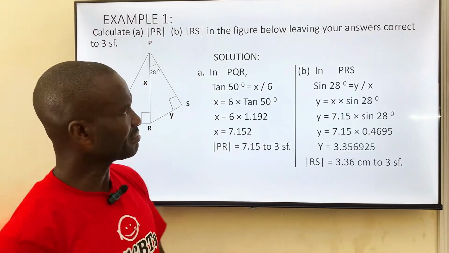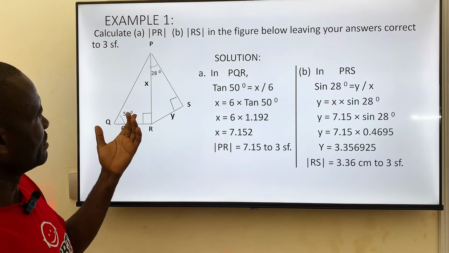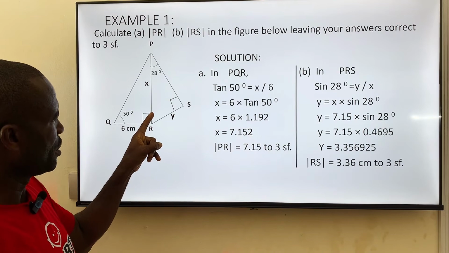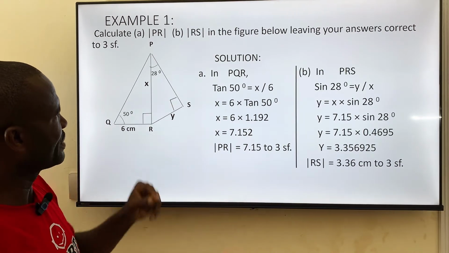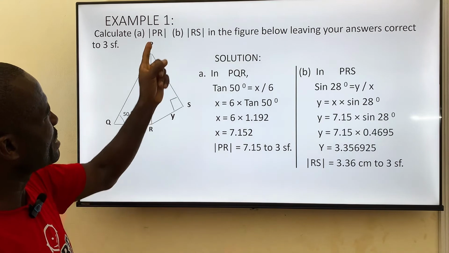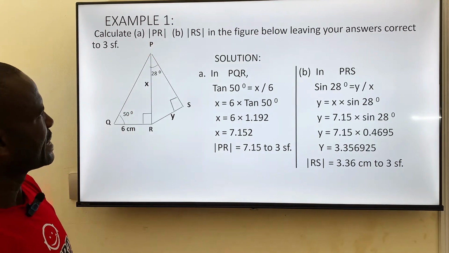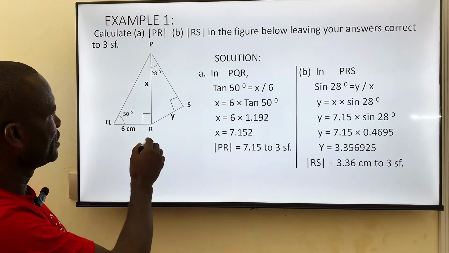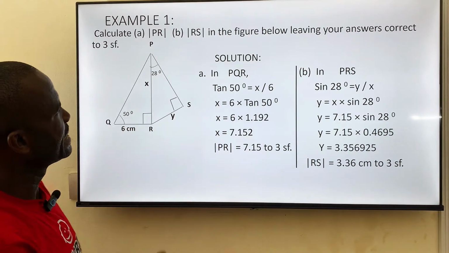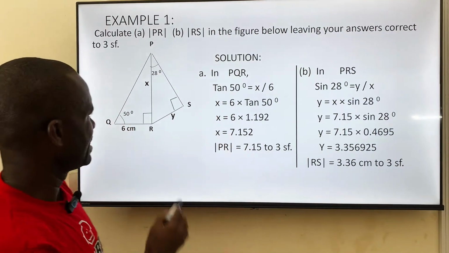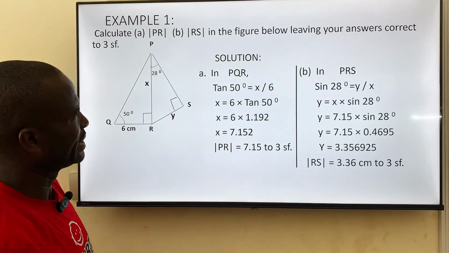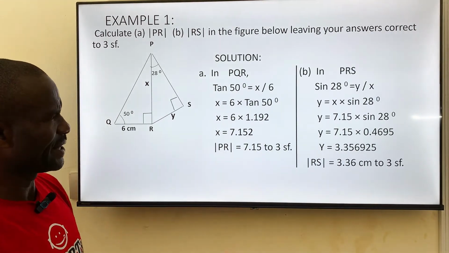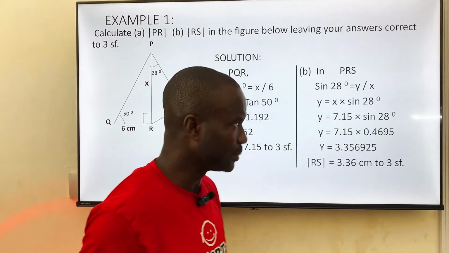Example 1. You're given a triangle bounded by another triangle. Like I said, we have two right angle triangles, meaning this angle is 90 degrees, and the other angle is 90 degrees. So we are asked to calculate side PR. Where is PR? This is PR, which we define as X. Then B, calculate RX. The side RX is this side, which is Y. In the figure below, leave your answer in 3 significant figures. So let's go.